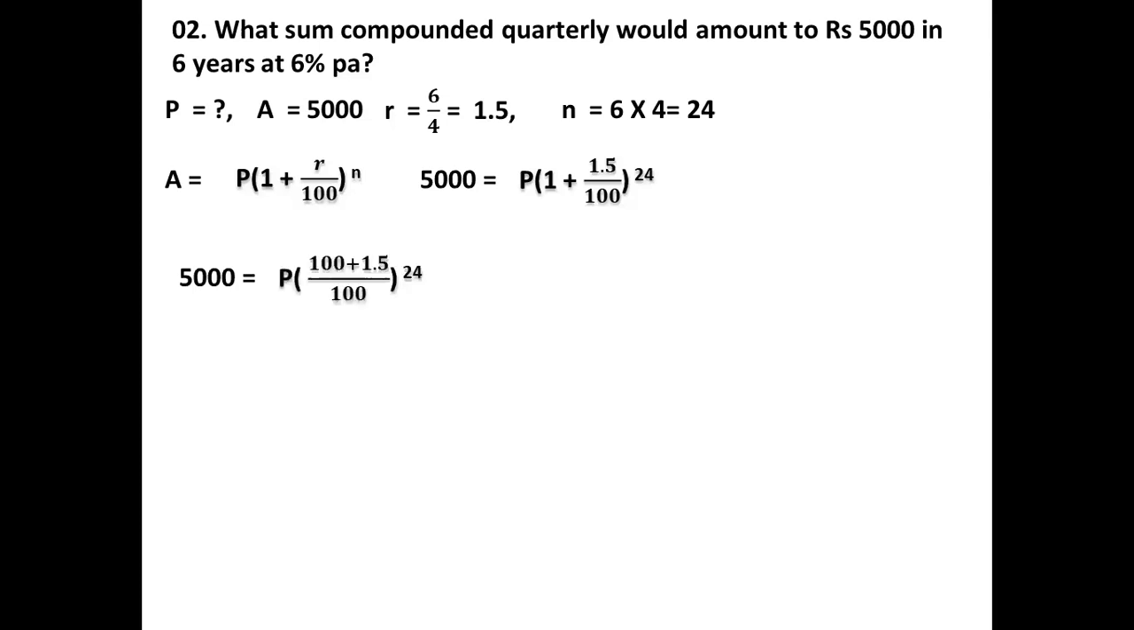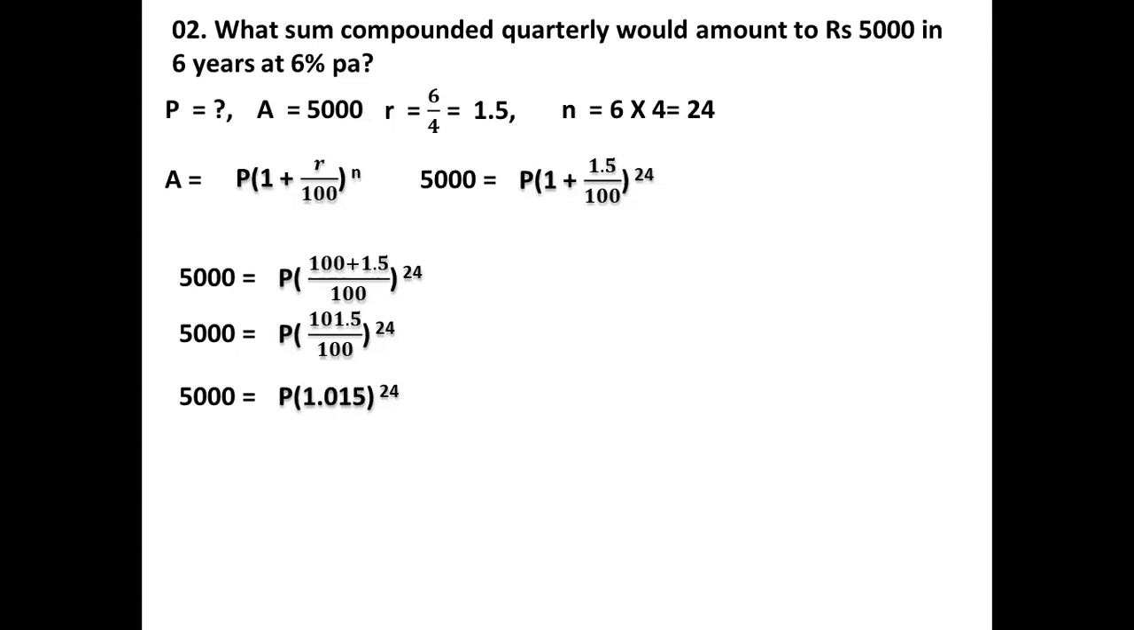Now you simplify this. 5,000 is equal to P in the bracket (100 plus 1.5) divided by 100, raised to 24, if you calculate the LCM. So 5,000 is equal to P in the bracket (101 divided by 100) raised to 24. In the next step, if you divide 1.5 by 100, its value is 0.015, then P in the bracket 1.015 raised to 24.